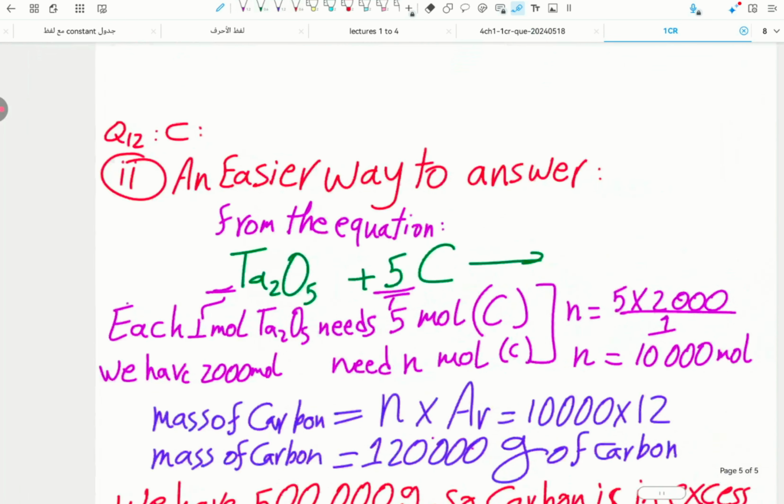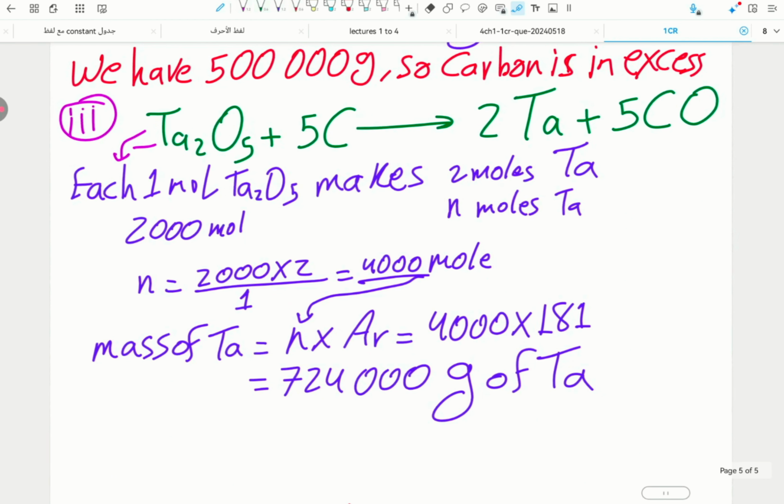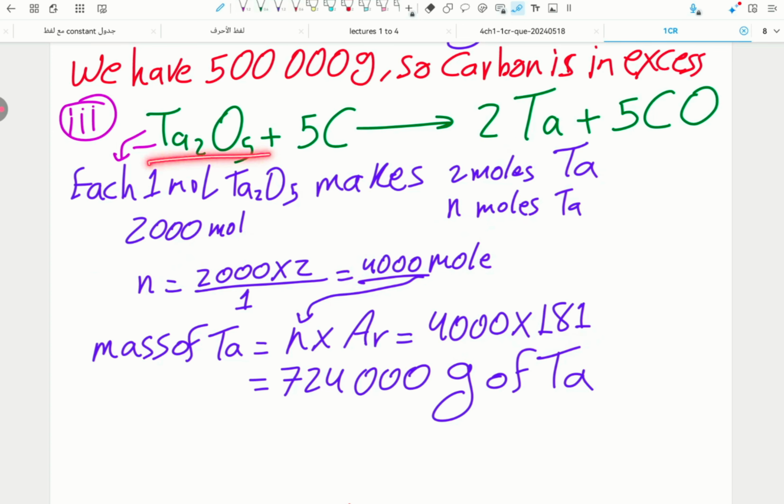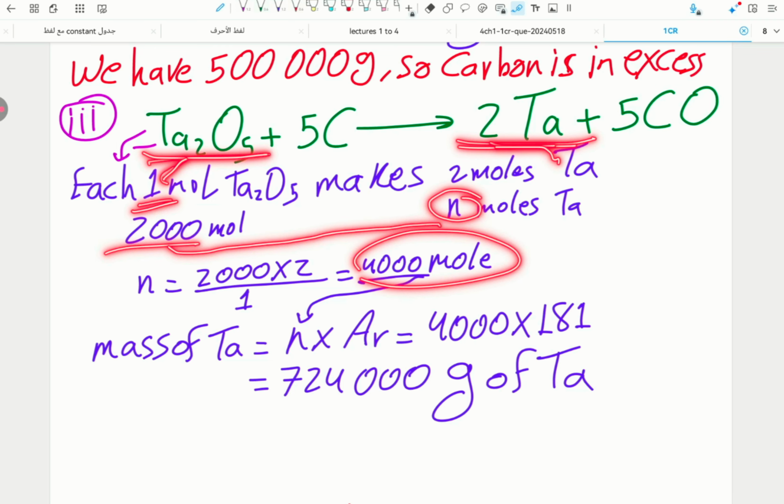And here, my friends, we have another way to calculate the same number. We go back to number of moles. As we see here, 1 mole of tantalum oxide gives 2 moles of tantalum. So 2000 moles gives 4000 moles, right? 1 mole of tantalum oxide makes or gives or produces 2 moles of tantalum. If I have 2000 moles of tantalum oxide, I get, of course, 4000 moles.